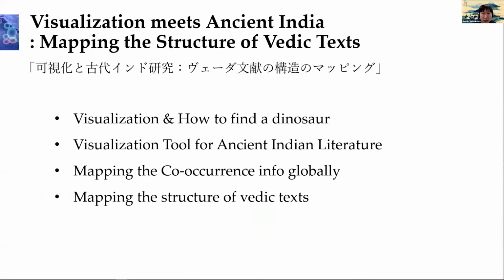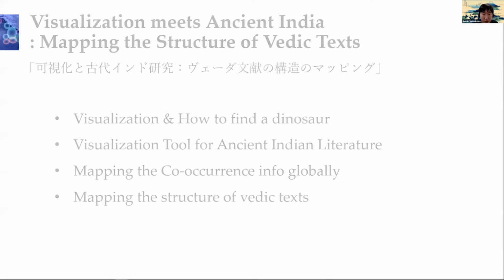In this talk, first I'm going to talk about visualization and visual analytics and introduce a recent topic of data visualization, which I call how to find a dinosaur. Then I'll explain our progress on a visualization tool for the analysis of ancient Indian literature. And finally, I'm going to talk about a method and results of mapping the structure of the co-occurrence.